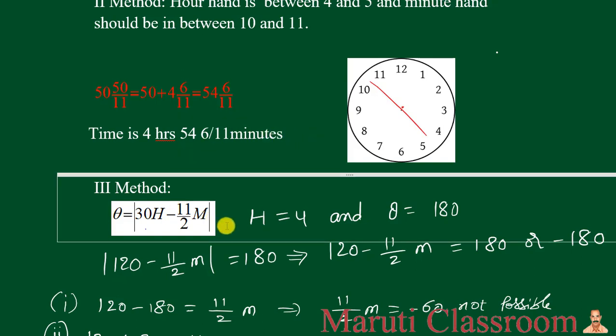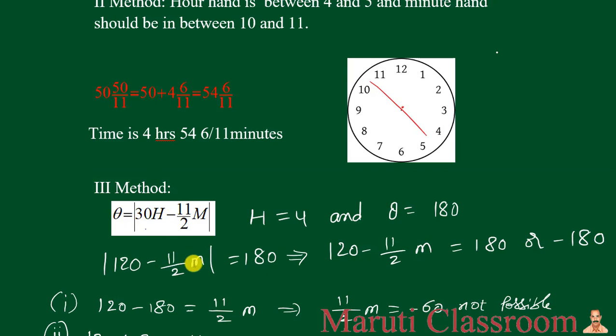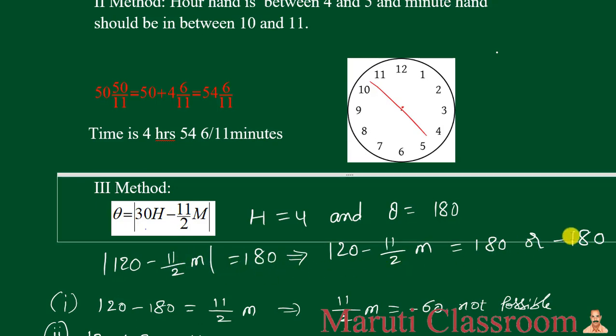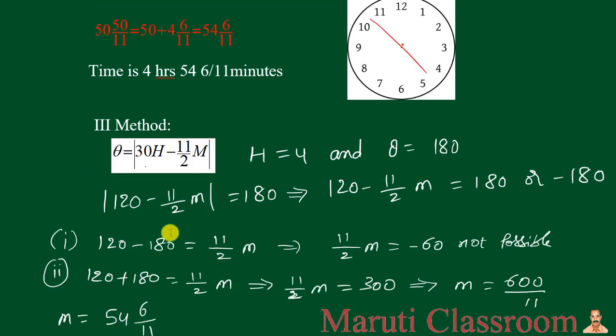Now let us see the third method. This is the formula we use to find the angle between the hands. We use the same formula here to find the time. Here it is given that the time is between 4 and 5, so h equals 4, and it is also given that the angle between the hands is theta equals 180. Substitute the h value and theta value in this formula, and then it gives the m value. Put h equal to 4, then it becomes 30 into 4, 120, minus 11 by 2 m equals 180. Because of the mod, we get plus 180 and minus 180, so two cases will come. Let us take the first case: 120 minus 180 equals 11 by 2 m.